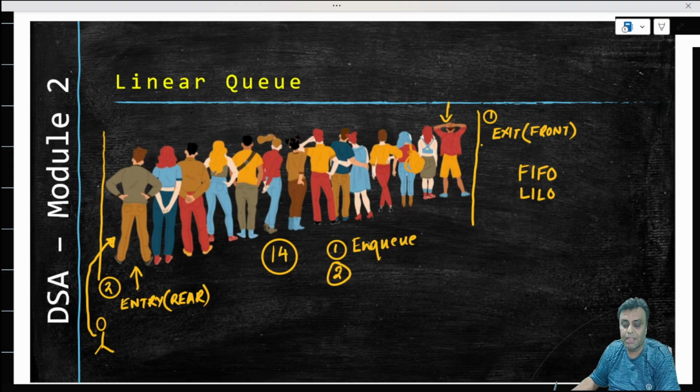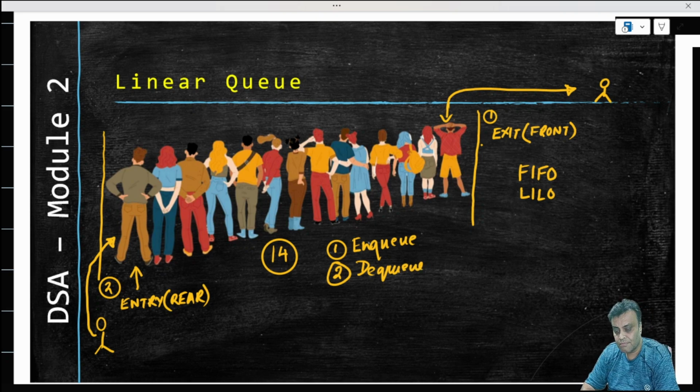The second operation that can happen on this queue is that this person exits out of the queue, right? When he exits out of the queue, this operation is called the dequeue operation of the queue. Now, when such a thing happens, enqueue and dequeue, then as we understand, enqueue should happen from the rear of the queue and dequeue should happen from the front of the queue, because we know that those are the characteristics of the queue.